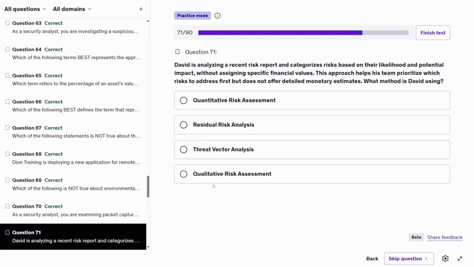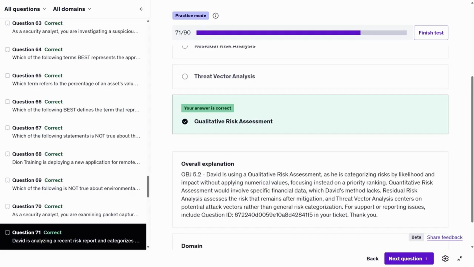The correct answer is qualitative risk assessment. This is categorizing risks by likelihood and impact without applying numerical values, focused instead on a priority ranking. Quantitative risk assessment would involve specific financial data, which this method lacks. Residual risk analysis assesses the risk that remains after mitigation. And threat vector analysis centers on potential attack vectors rather than general risk categorization.